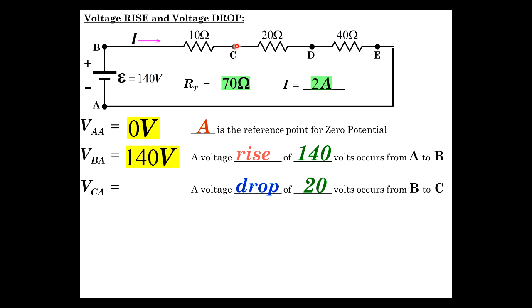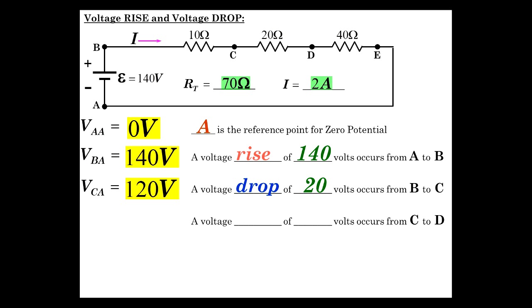So the voltage of C with respect to A, that's what VCA is. You're at A, you're looking at C. Well, when you were looking at B, you said, hey, here's 140 volts. But if you shift your gaze over to C, you realize, oh, from 140 volts, it's dropped 20. So what do you have left? That's right, 140 minus 20, which is 120.